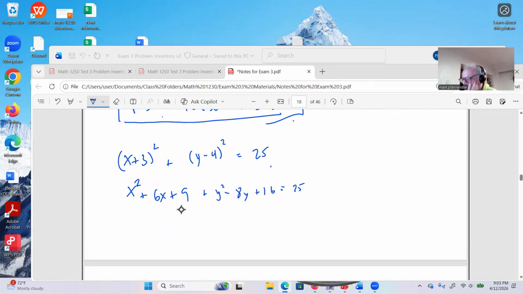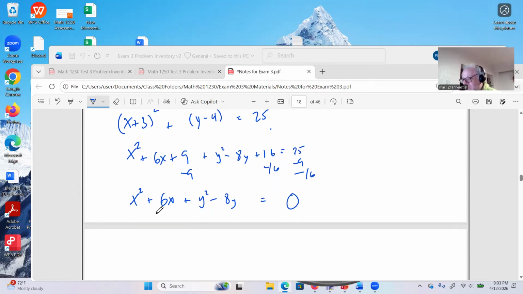Same idea as the last one. We're going to subtract off 9 and subtract off 16. 16 and 9 do in fact make 25, so that's kind of easy. We have x² + 6x + y² − 8y = 0.